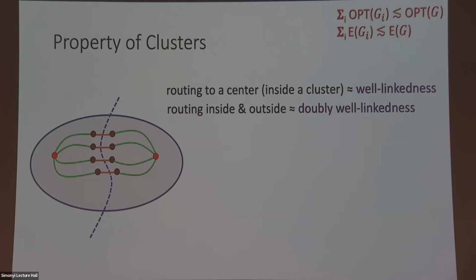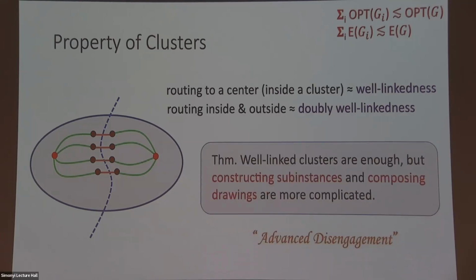Unluckily, we do have an algorithm for well-linkedness, but we do not have an algorithm for doubly well-linkedness decomposition. So we can decompose along a sparse cut, but what we can guarantee is that within this cluster, the boundary can route to a center, but not necessarily to a center outside the cluster. So this is another technical part. I'm not going into the detail; it's another main technical part of the paper.